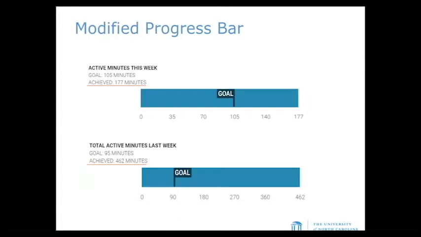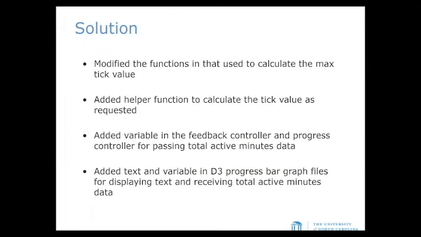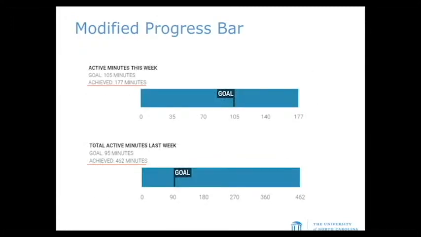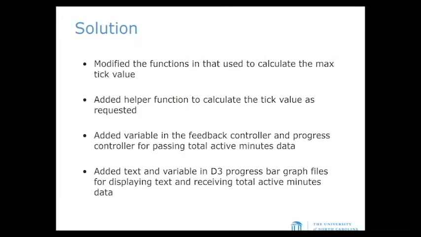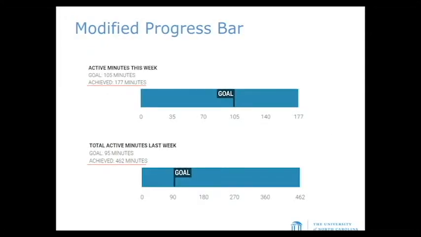So I modified functions that are used to calculate the max peak value, which is the value on the rightmost. And I also added a helper function to calculate the peak values as requested. Although these two pictures look the same, the data is passed to these two graphs by different controllers.